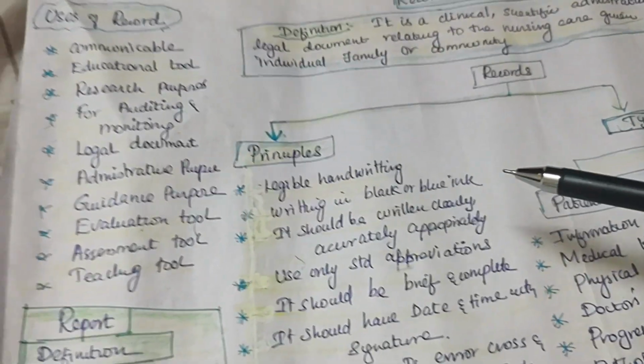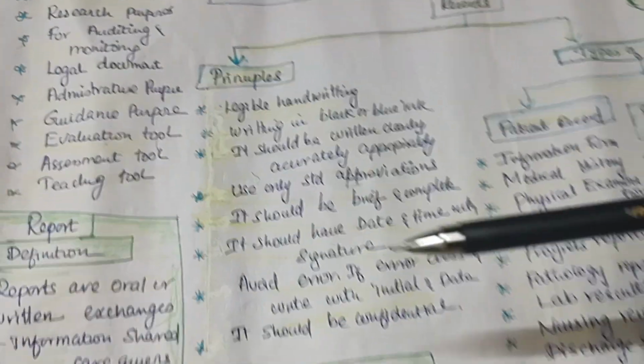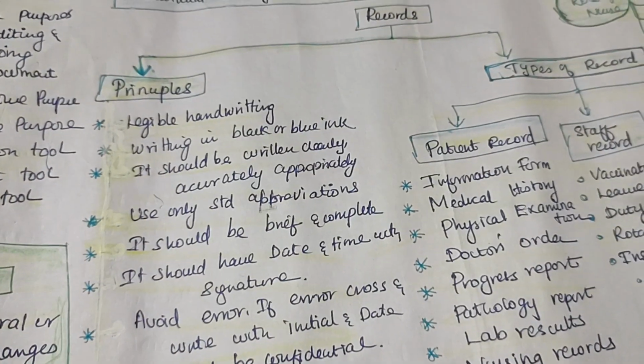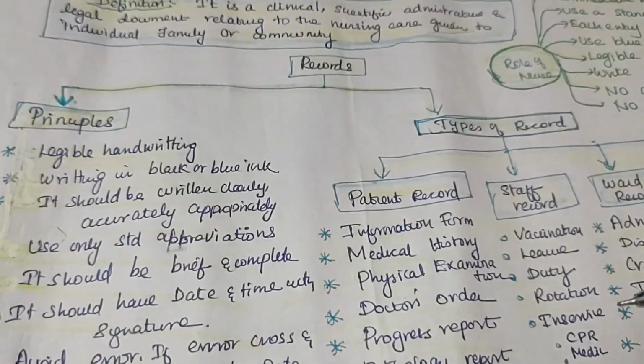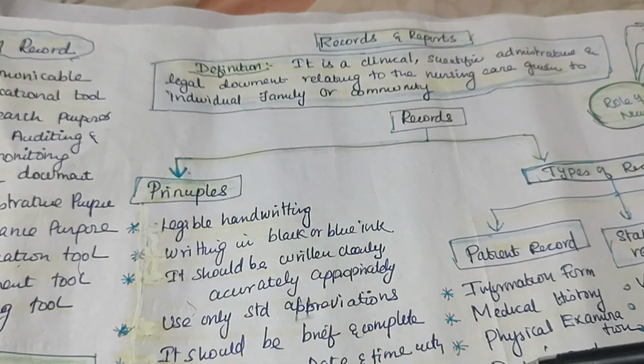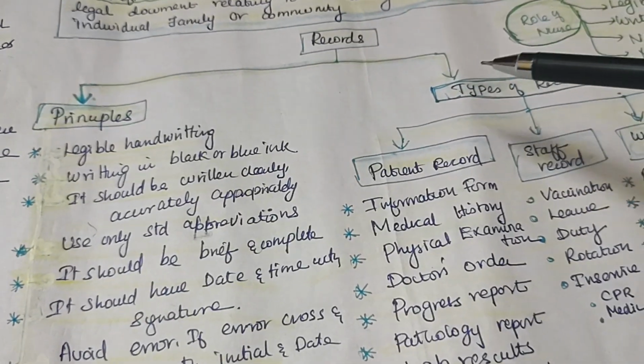In this class today we will see what the uses of records are, what the types of records are, what the definition of reports is, what the types of reports are, what the role of the nurse in recording and reporting is, and what the current trends in recording in the healthcare industry are. Clear? What is called a record?